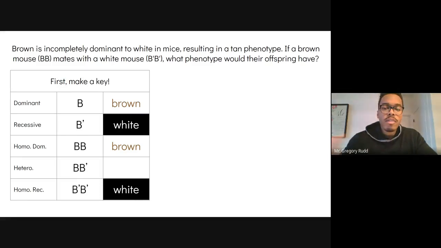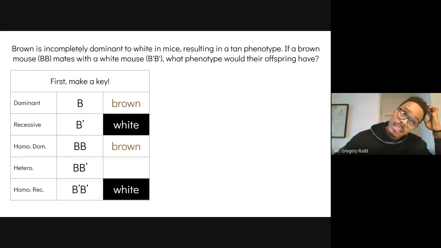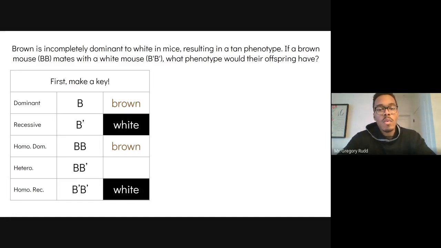And which phenotype is that associated with? If this is incomplete dominance, which phenotype does that give us? No, not white. Look at the first sentence of the question. It says brown is incompletely dominant to white in mice, resulting in a tan phenotype.